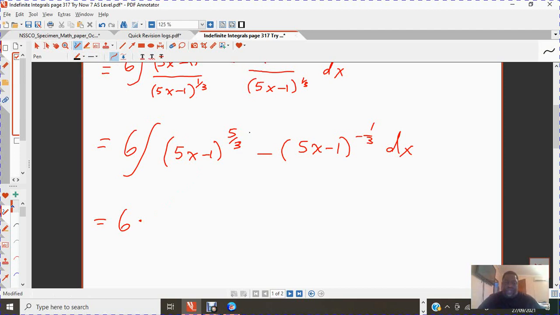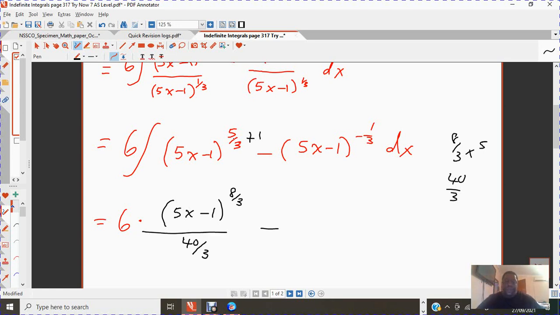If we add 1 here, that's the same as 3 over 3, so that's going to be 5x minus 1 raised to the power of 8 over 3. And then you're going to multiply that 8 over 3 with the 5. So 8 over 3 times 5 gives you 40 upon 3. So that is what we are going to have under here, 40 over 3. So we are applying that rule: we add 1 and multiply that by the value of a.